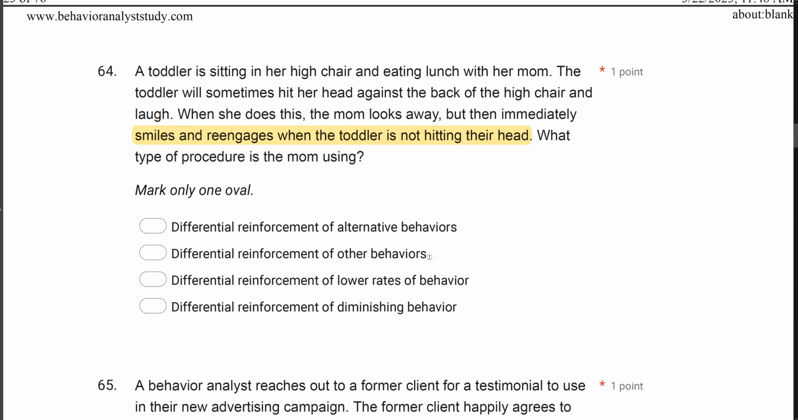With DRO, you're trying to get rid of the behavior entirely, right? The behavior, when it's not occurring, is being reinforced for not occurring. When it is occurring, it's always on extinction. So the main takeaway is if you are reinforcing in the absence of a behavior 100% of the time, you're looking for a differential reinforcement of other behaviors.